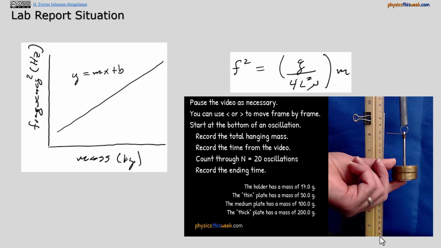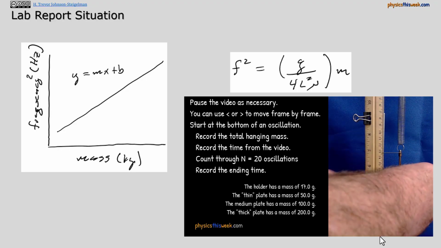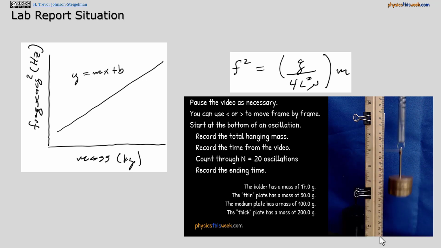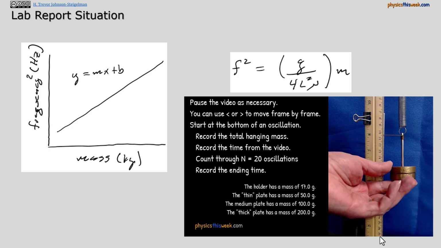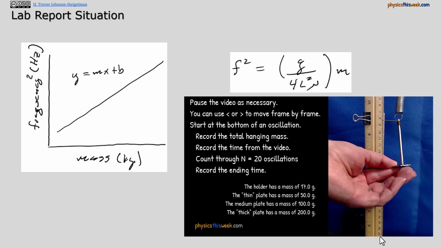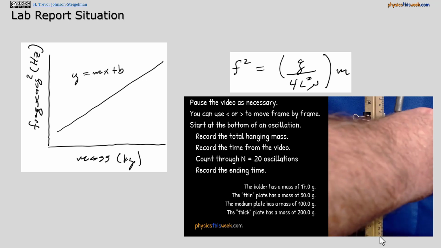The sample calculation I'm making is based on a lab where different masses were hung from a spring and oscillated. The frequency was determined and the frequency squared was plotted as a function of the mass. After doing some algebra, we find that the model equation is a straight line. The fraction in parentheses turns out to be the slope of the line. We use this slope to determine g, the acceleration due to gravity.